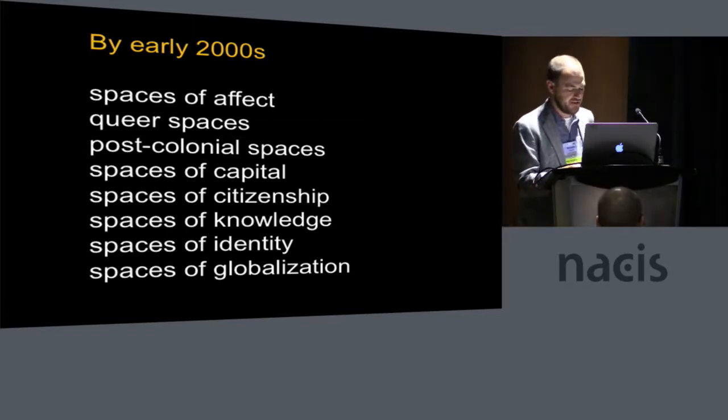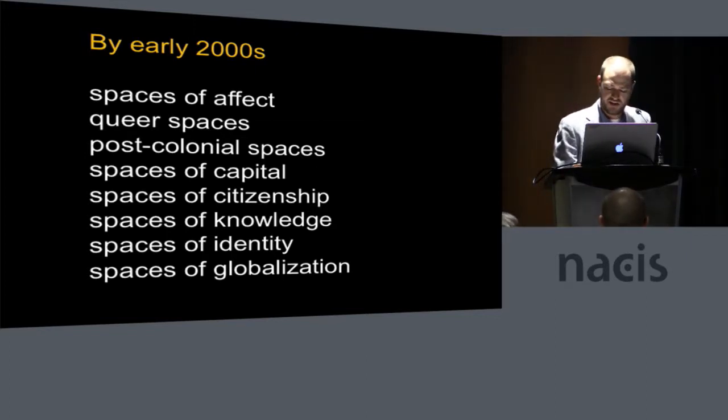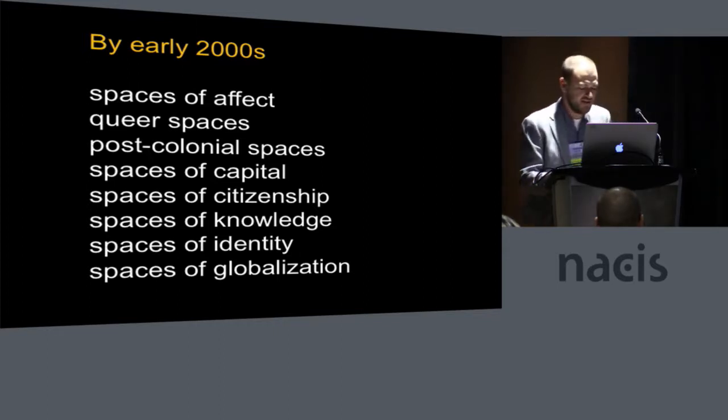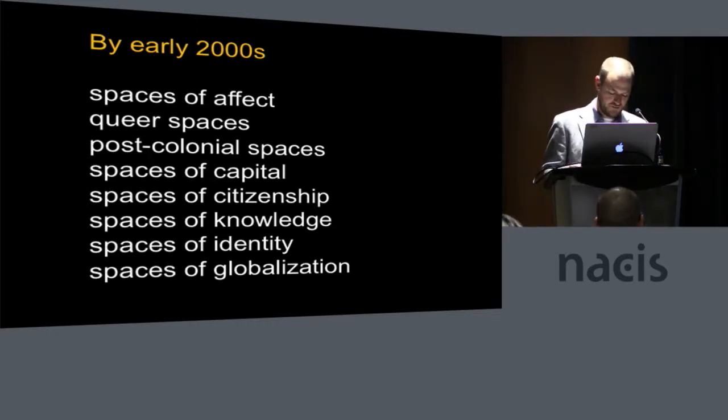To give some examples, by the early 2000s, geographers began detailing all kinds of spaces: spaces of affect, queer spaces, post-colonial spaces, spaces of capital, to name a few. And this idea of space emerging, coming and going, has really caught on in that field. So each of these spaces is produced, as Lefebvre says it, through this unique coming together of elements.